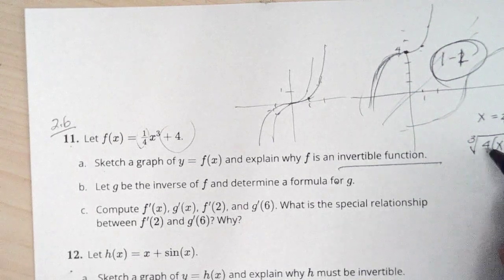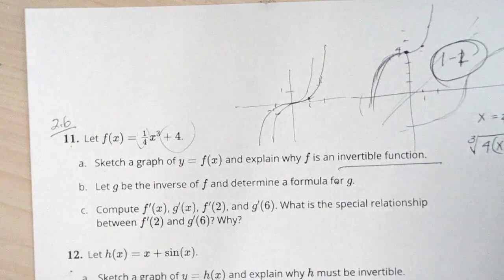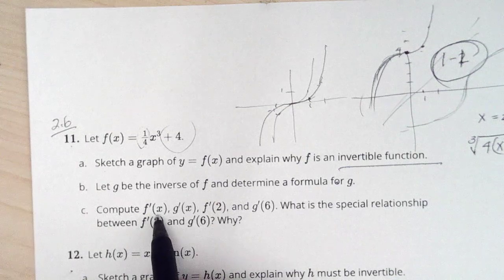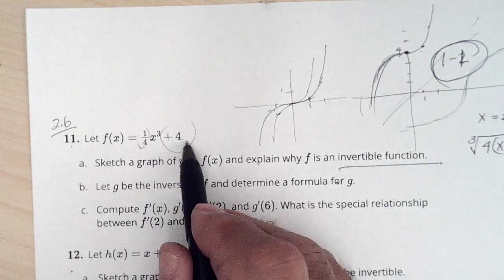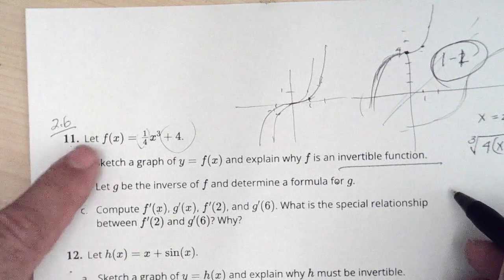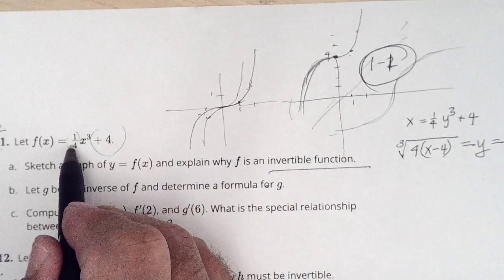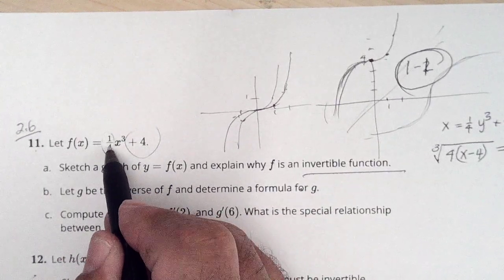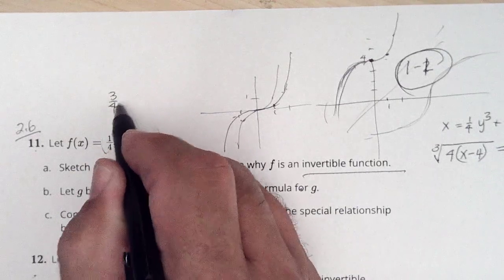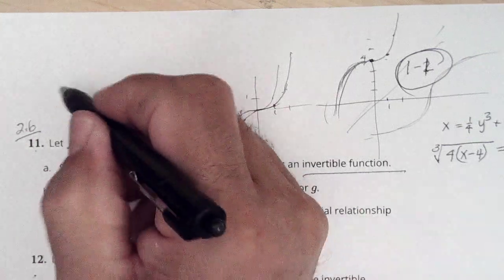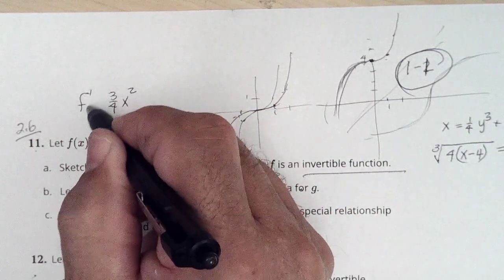I'm going to distribute the 4 in this, so it's the cube root of 4x minus 16. So if I need to find the derivative of the first one, the derivative of the original, that one got off page. The derivative of the first one is 3/4 x squared, and the derivative of the 4 is 0. That's f prime of x.